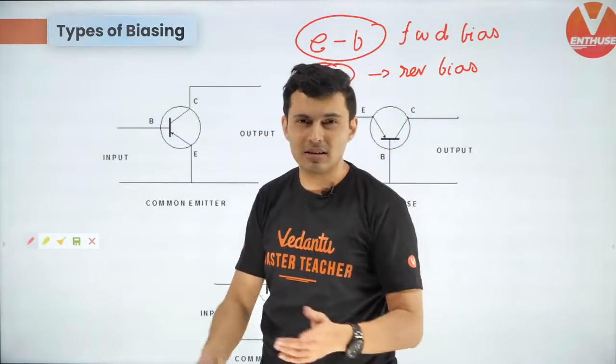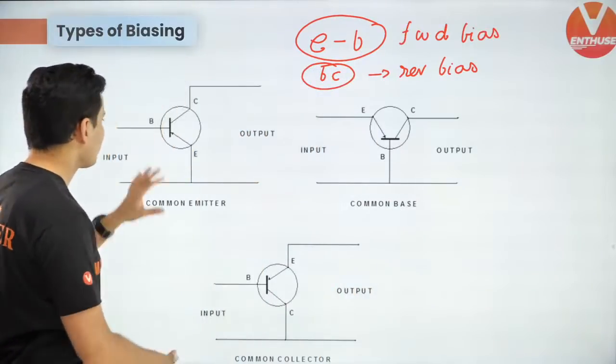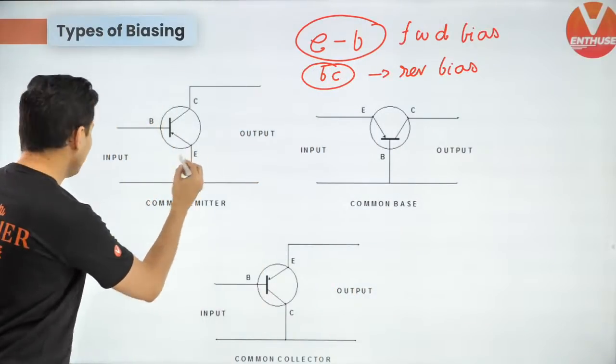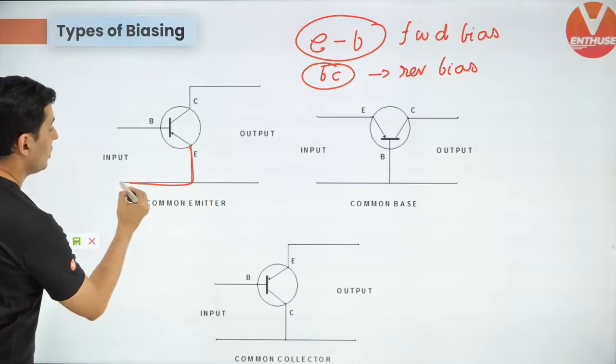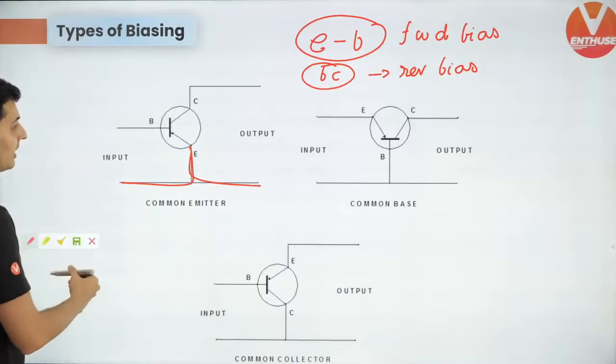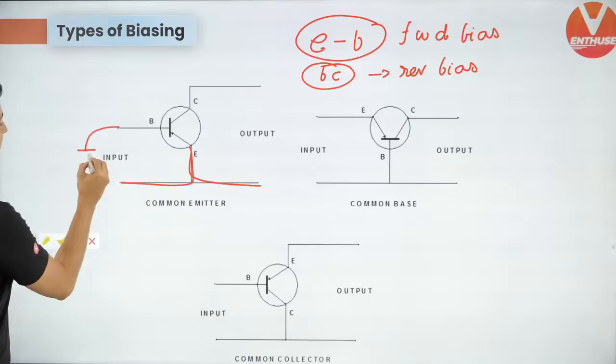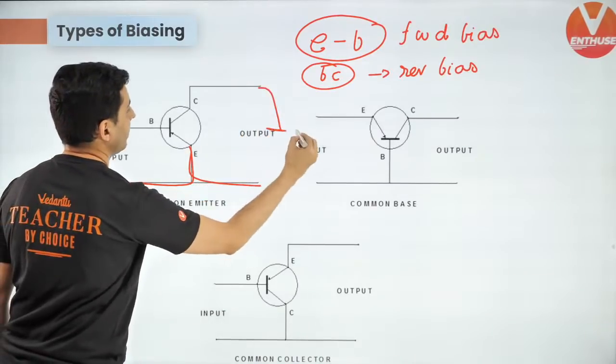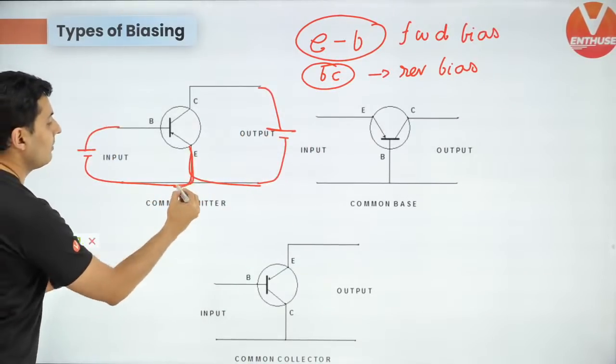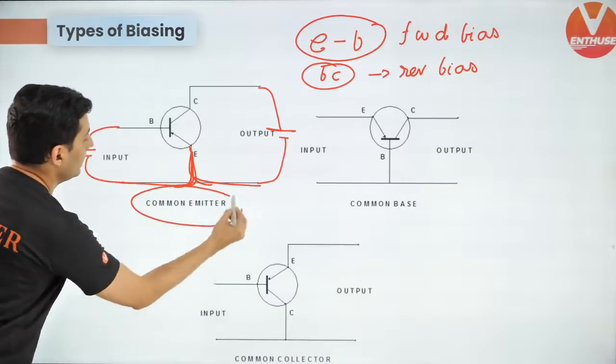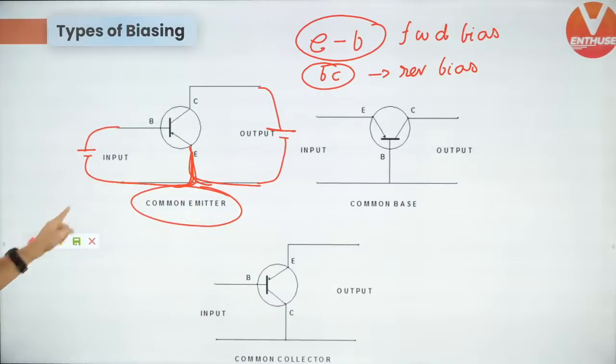How do you connect transistors? There are 3 different ways. One is the emitter part: you take the emitter common, and you connect a battery over here, and a battery over here. You can see the emitter is common. This is called common emitter.